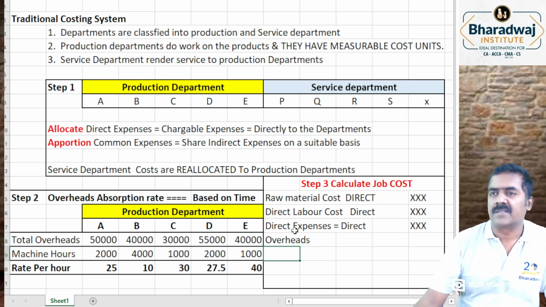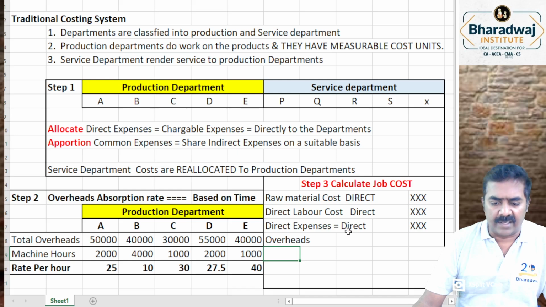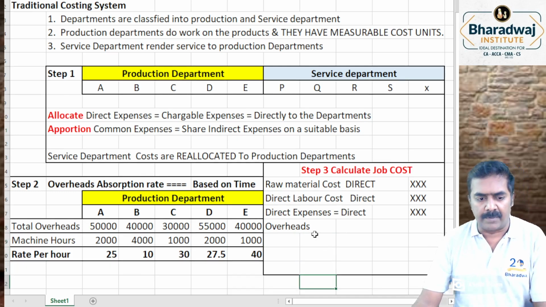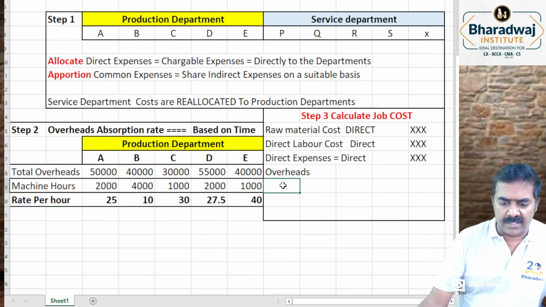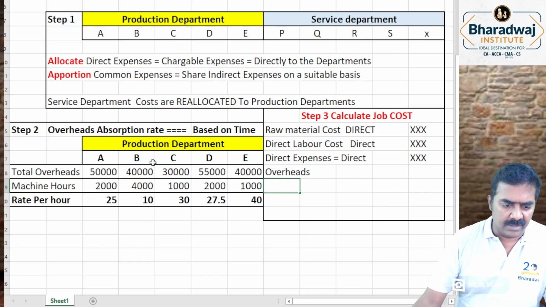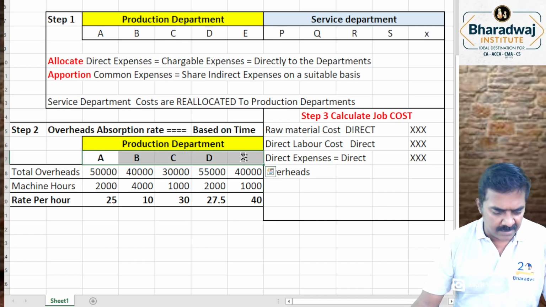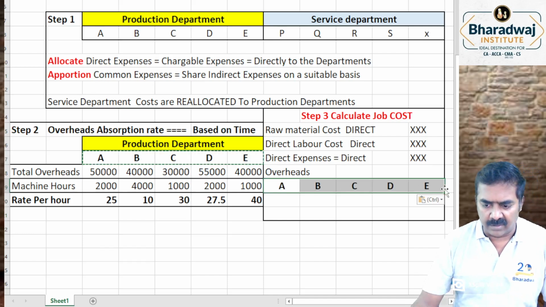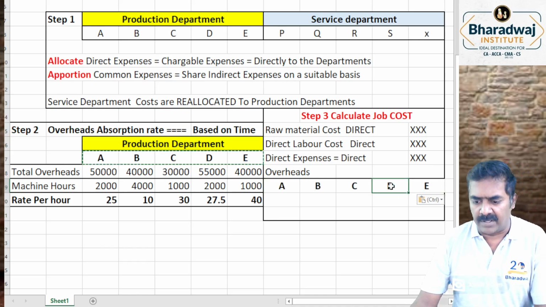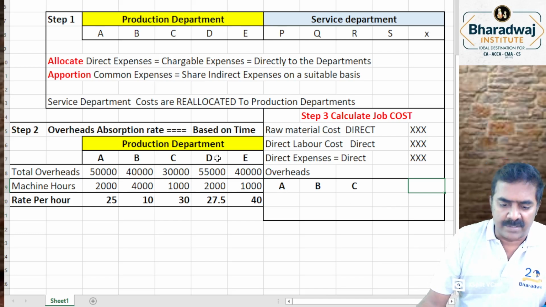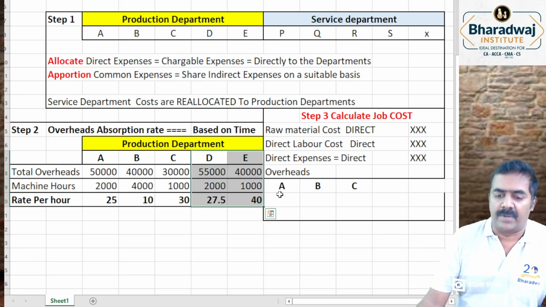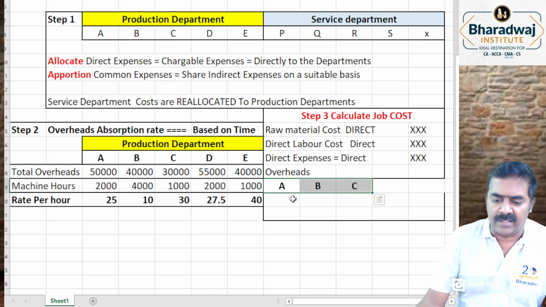What about overheads? Depending upon the time spent, we are going to charge. For example, the customer takes, let's assume, departments A, B, C, D, E. Only 3 departments, the customer's work will be handled. The customer will not use departments D and E, only 3 departments.